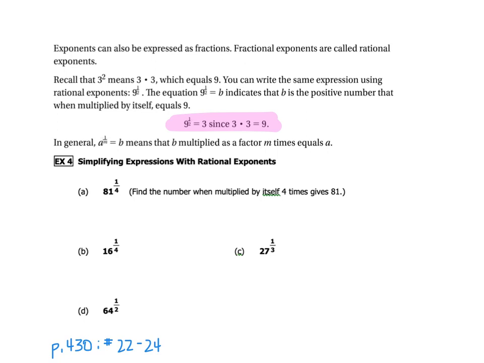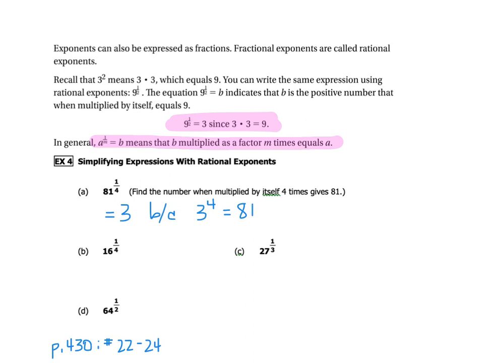And so here's our general definition. A to the 1 over m equals b means that b multiplied as a factor m times equals a. We're going to go ahead and just do a couple of quick examples here. 81 to the 1/4 power means find the number that, when multiplied by itself 4 times, gives 81. And that is going to be 3, because 3 to the 4th power equals 81.